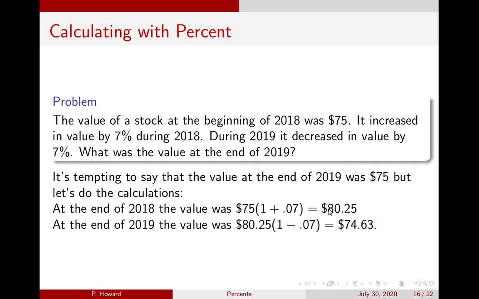And the reason for this is that percentage increases and decreases are always calculated relative to the starting value. So the starting value in 2018 was $75. The starting value for 2019 was $80.25.